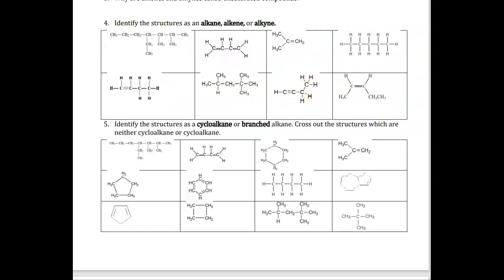The next one. Identify the structures as a cycloalkane or branched alkane. Cross out the structures which are neither cycloalkane or, oh, okay, this is a misspelling, or branched alkane. First of all, we need to identify types of bonds. Alkanes have only single bonds. So we can see double bonds here. It's not gonna be alkane at all, nor cycloalkane, nor branched alkane. It has double bonds here, so we're gonna cross it out.